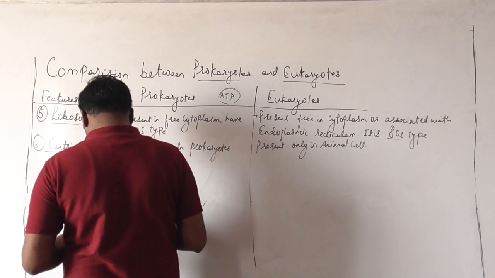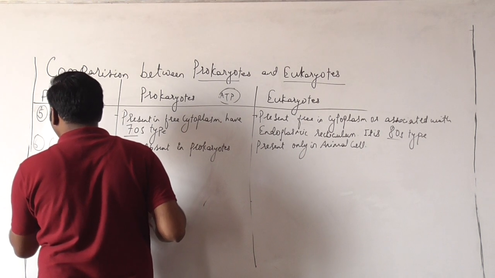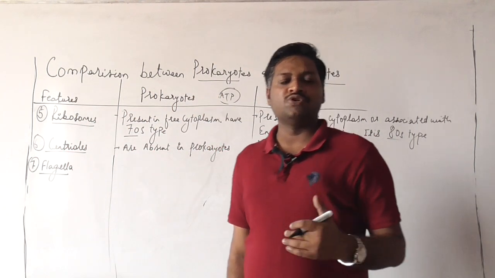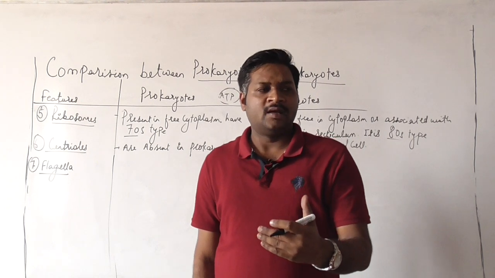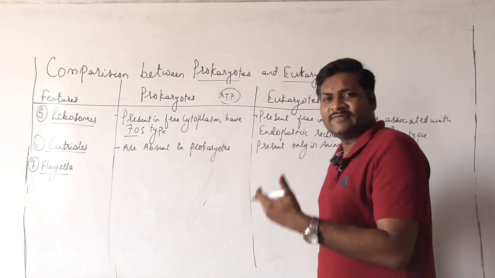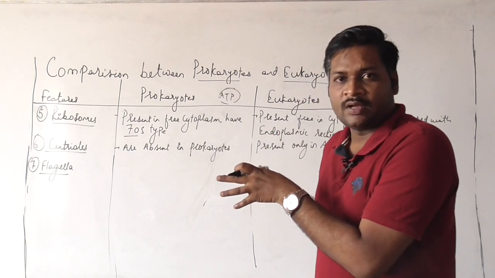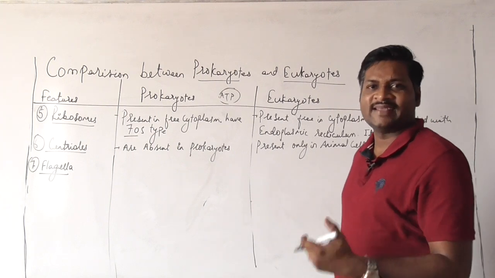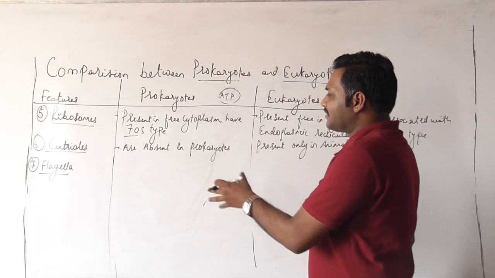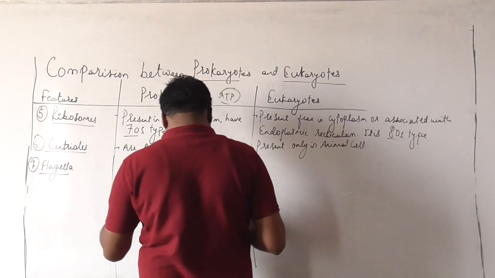The next feature is the flagella. Flagella are structures which perform locomotion, so they help in the locomotion of a cell. In the case of prokaryotes, as we know, most of the organisms are unicellular. For their locomotion or movement, they have specialized structures. Either they may have cilia or they may have flagella. Flagella help in flagellar movement.